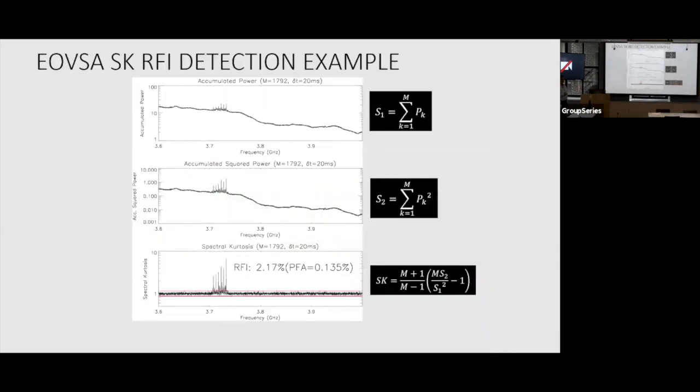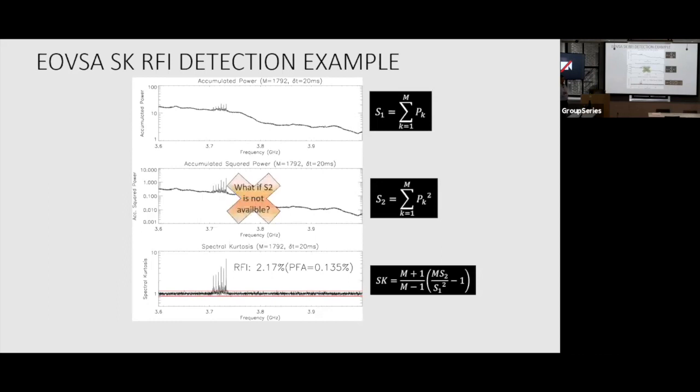And this is an example of an EOVSA spectrum, an observation of the sun. Actually, this is a band affected by RFI. You have an arbitrary spectral shape. This is the sum S1, this is S2, and this is the spectral kurtosis, which, no matter what feature you have in your spectrum, is flat, except for your interference. And you can estimate the degree of contamination in your data. Yes, and you can flag those data and clean your spectrum.